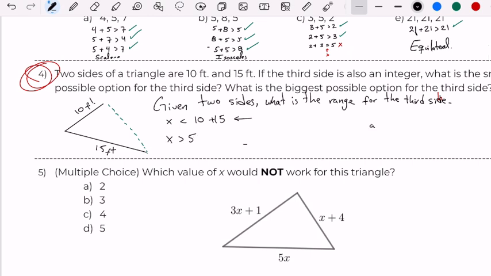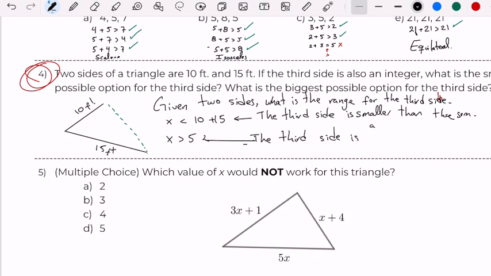So the third side is smaller than the sum, and also the third side is bigger than the difference.